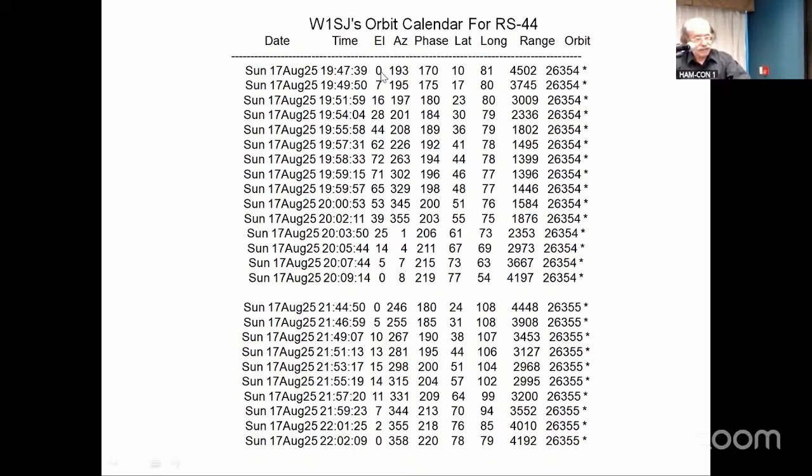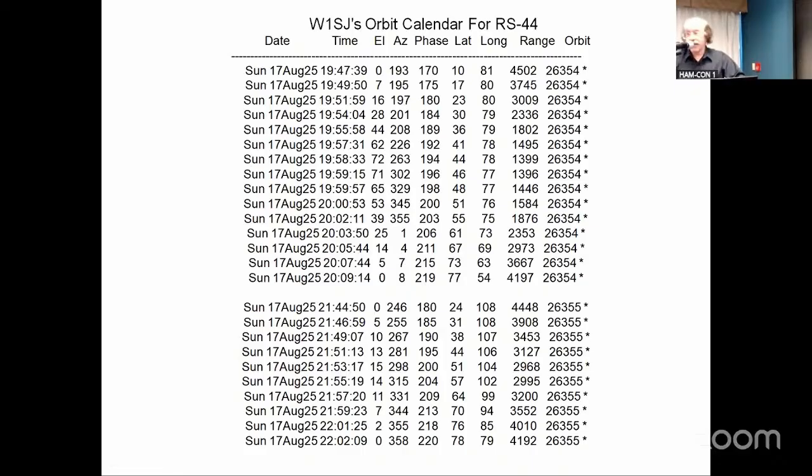So there's the time, and there's the elevation. The pass always starts at an elevation of 0, and notice how we go up in elevation: 7, 16, 28. This is a high pass. It hits 72 degrees, almost straight overhead, and then eventually comes down to 0 again. For the azimuth, this satellite comes up from the south, goes to the southwest, then the west, and ends up a little past north. That's important because it'll tell you who you're going to be working.